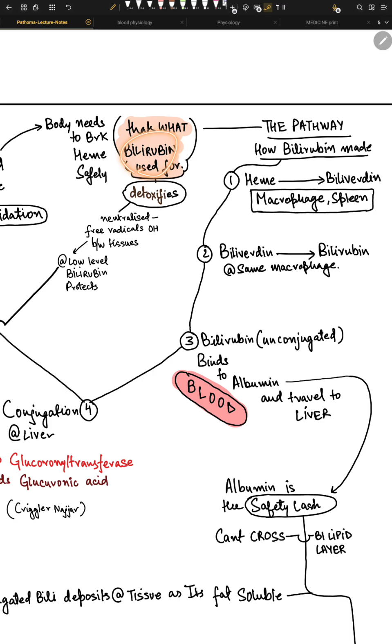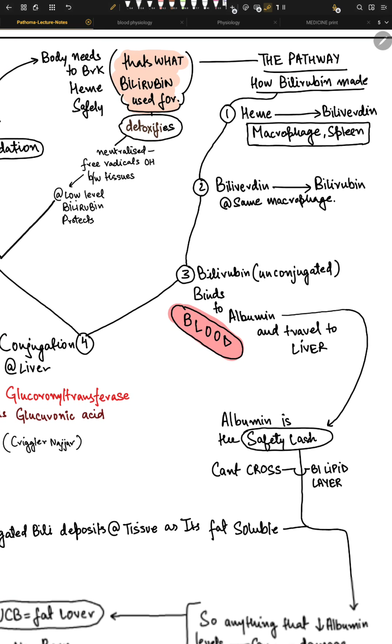Let's try to understand this bilirubin more. Let's try to make this concept a little bit tighter. So the pathway of how bilirubin is made. We have heme, and when heme breaks down, we get biliverdin, right? Now this biliverdin is made inside a macrophage, and these macrophages are present in the spleen. So I want you to understand the location where it's being made. Now this biliverdin gets further broken down into bilirubin. Again, this is happening in the macrophages of the spleen. We call them specialized splenic macrophages.